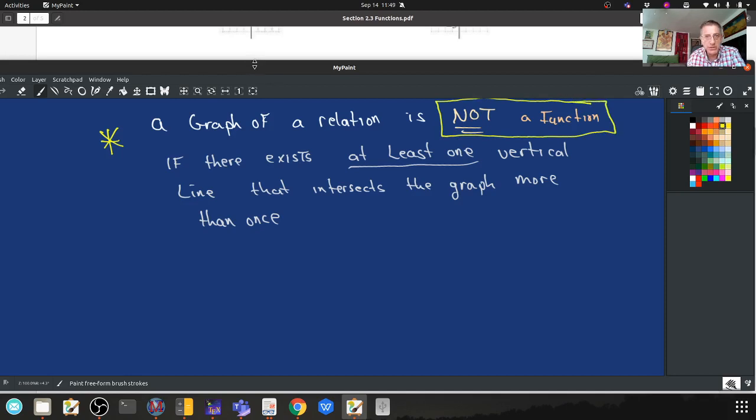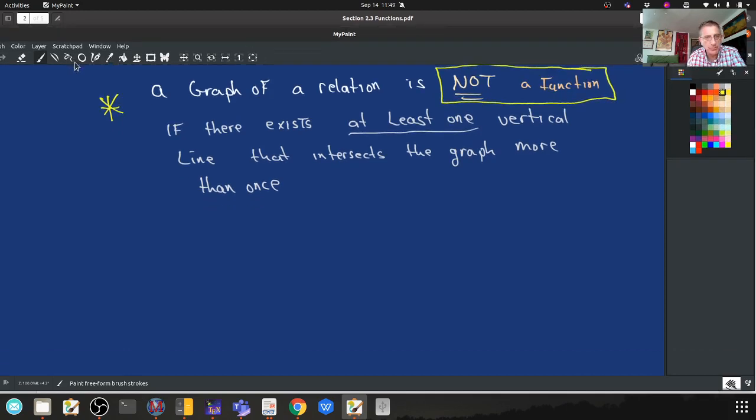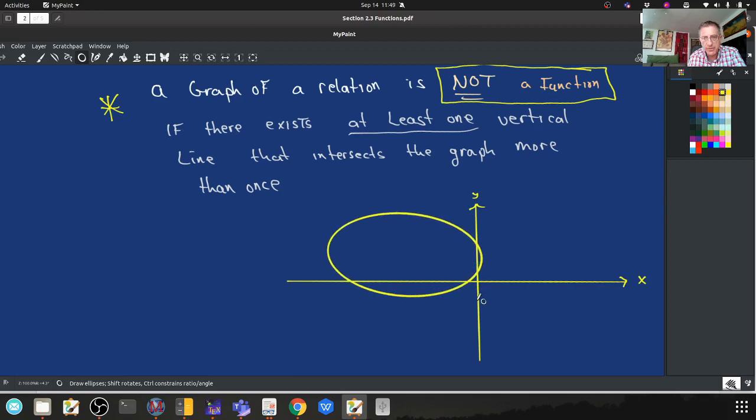So let me just do this right here. Just using the tools at my disposal, I'm going to draw a little pretend Cartesian coordinate system. And of course you remember this is always going to be the y-axis. This is going to be the x-axis. And here I'm going to draw, okay, I won't draw it in the same color, I'll draw it in a different color. So there's the graph of a relation, clearly.